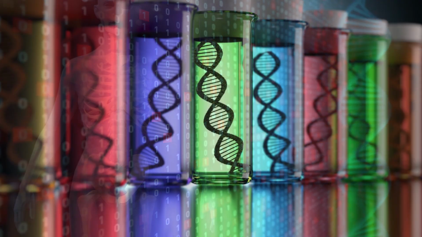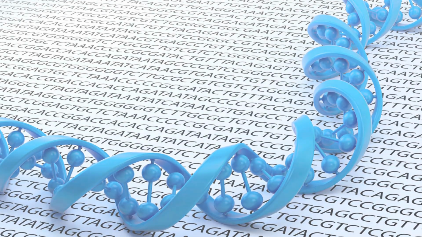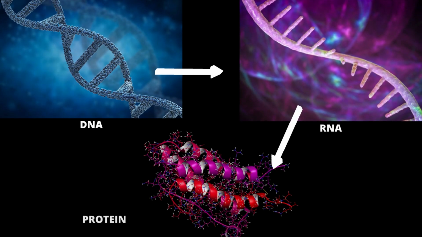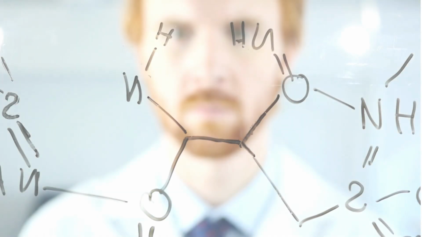The central dogma of molecular biology describes how genetic information is stored and interpreted in the cell. The genetic code of an organism is stored in DNA, which is transcribed into RNA, which is finally translated into protein. Proteins carry out the majority of the cellular functions, such as motility, DNA regulation, and replication.